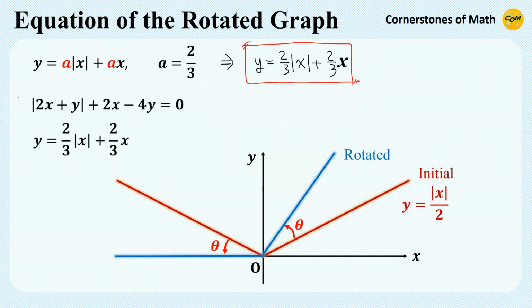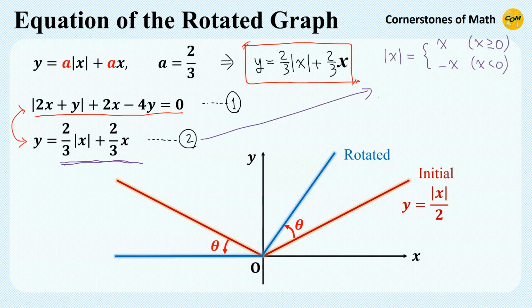But wait, in the previous method, we have obtained this equation. So how can there be two equations representing the same graph? Well, first, let's take a look at equation 2. Using the case division for absolute value, it is split into y equals 4 over 3 x if x is positive or 0, and y equals 0 when x is negative.